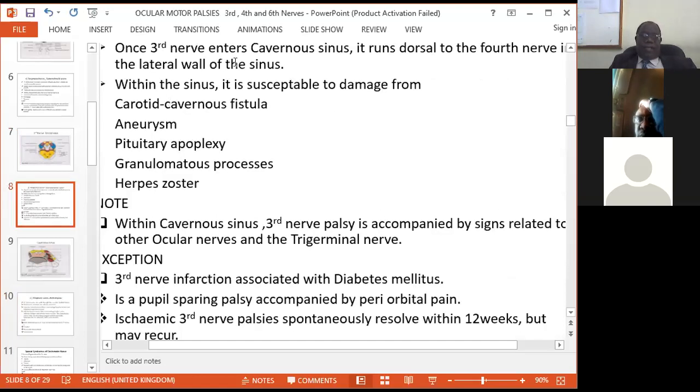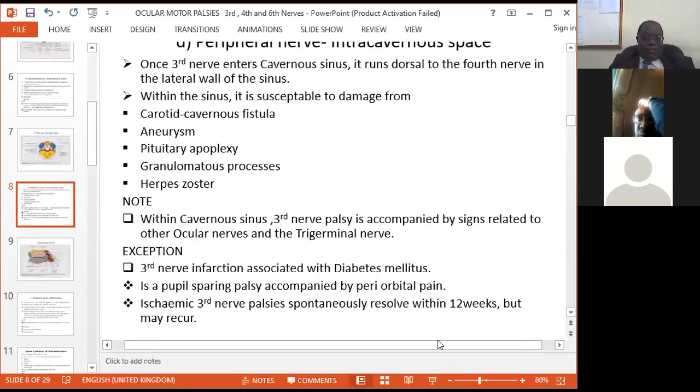Once the third nerve enters the cavernous sinus, it runs dorsal to the fourth nerve and lateral to the wall of the sinus. When we say dorsal, it means it's up. The fourth nerve is down. You know, that's the meaning of dorsal. Within the sinus, once it goes through the sinus, it is susceptible to damage from carotid cavernous fistulas.